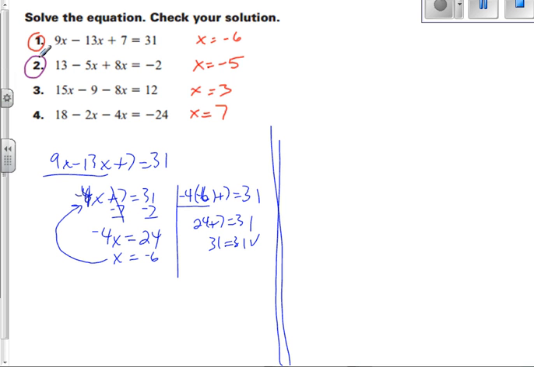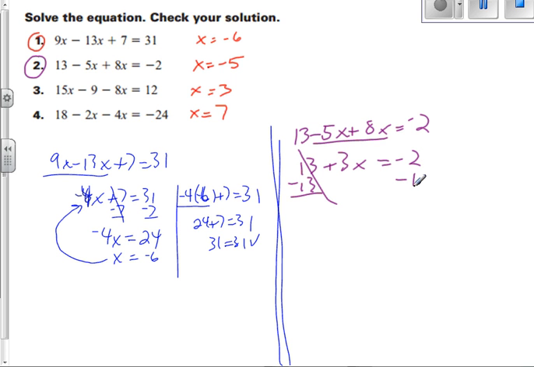All right, so I have 13 minus 5x plus 8x is equal to negative 2. I'm going to combine like terms here, so I have 13 plus 3x is equal to negative 2, and then you're going to subtract 13 from both sides. I have 3x is equal to negative 15, and then I divide by 3 on both sides, therefore x is going to be equal to negative 5.